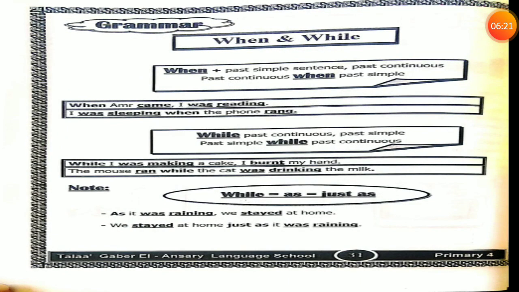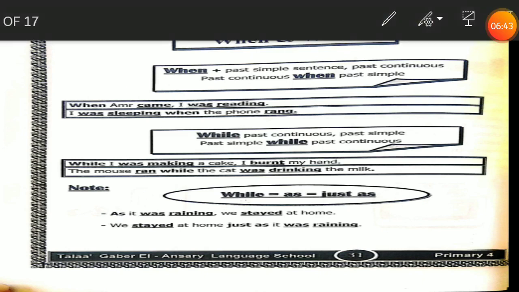We will know the difference between when and while to make two sentences as one. With when, the first sentence must be past simple and the second one past continuous. And if when comes in the middle, we put past simple after it and past continuous before it.